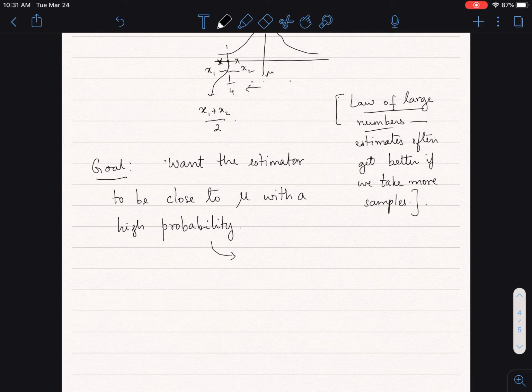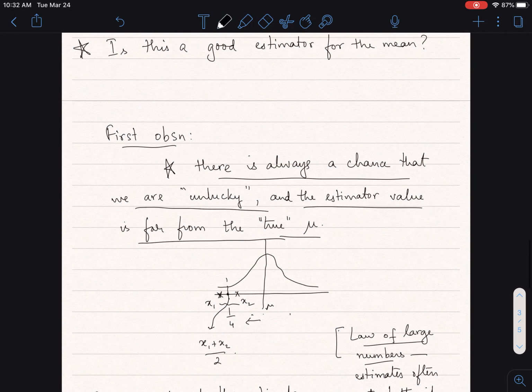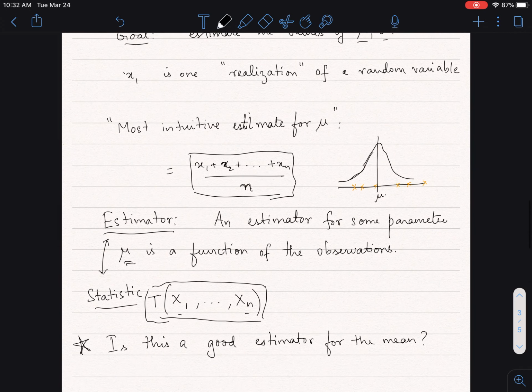This quantity is called the variance of this estimator. We will define it formally. The variance of the estimator should be low. We'll define this a bit more formally later, but this is intuitively the reasoning. So we would like this estimator to be close to what it's supposed to estimate with a pretty high probability.